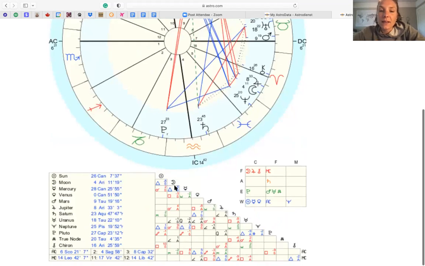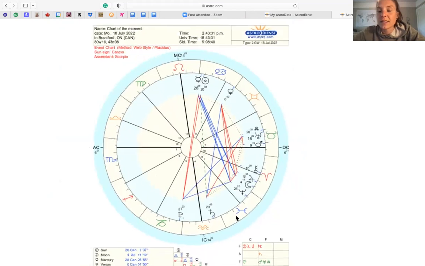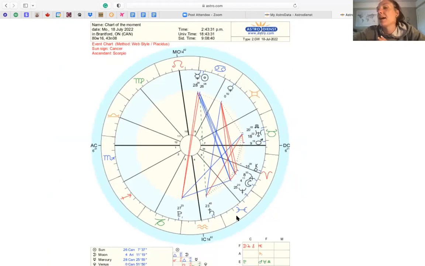So that is just a way that you can start to look at that. And as you'll notice, here's an example of fixed signs, a square between the signs. Let's use fixed, for example.